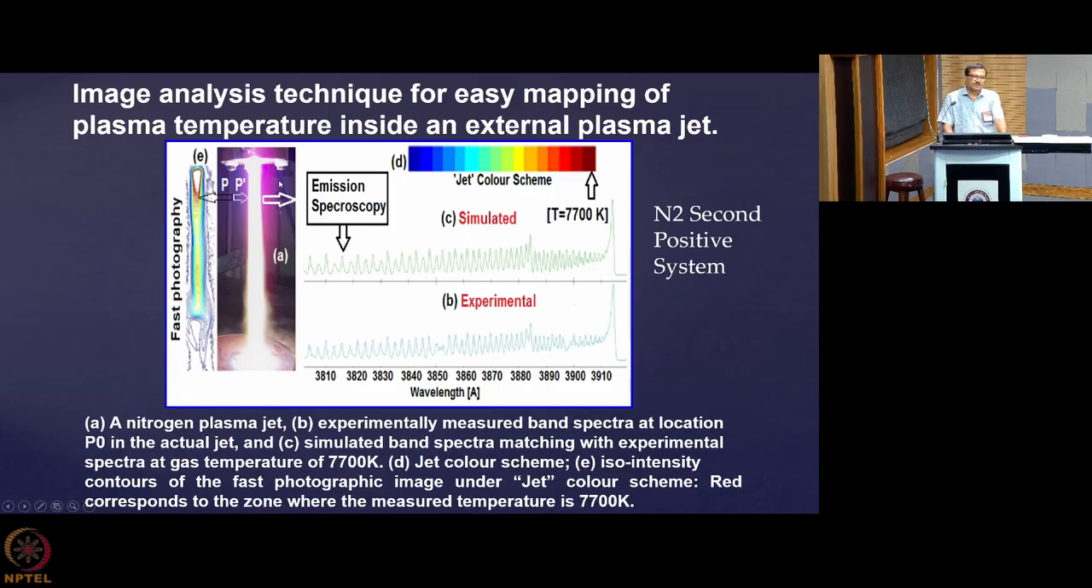So this plasma column, because it looks like a column, so very often we call an arc plasma jet a plasma column, that is emitting radiation. Now from just a visual look at this jet, it is not possible to tell which zone is at what temperature.